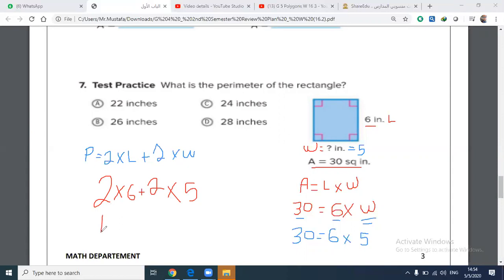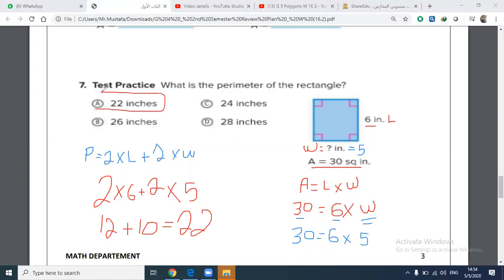Now 2 times by 6 equals 12, plus 2 times by 5 equals 10. Yes, find the sum. 12 plus 10 is 22. So the answer is letter A.